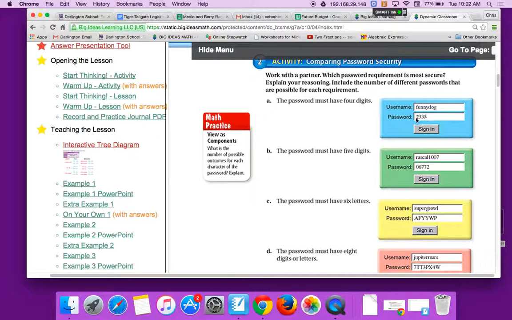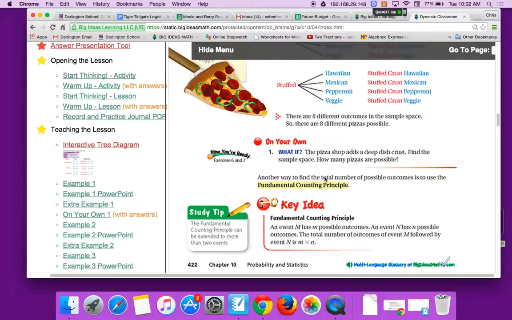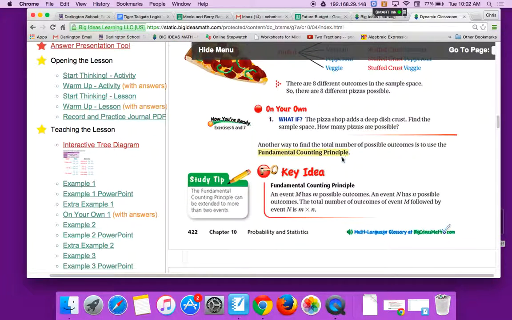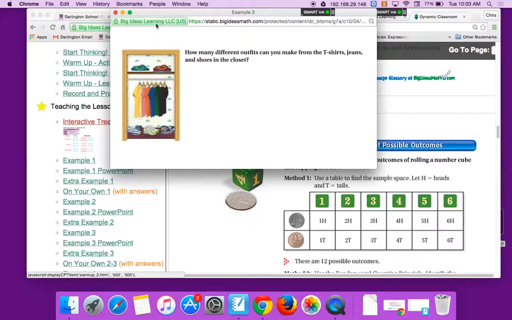But for the whole thing, if you want to get 4 in a row right, that's 10 times 10 times 10 times 10. That'd be 10,000. So the fundamental counting principle says you take the total number of possible outcomes from each one and then multiply them out. Okay, so a next example would be right here.